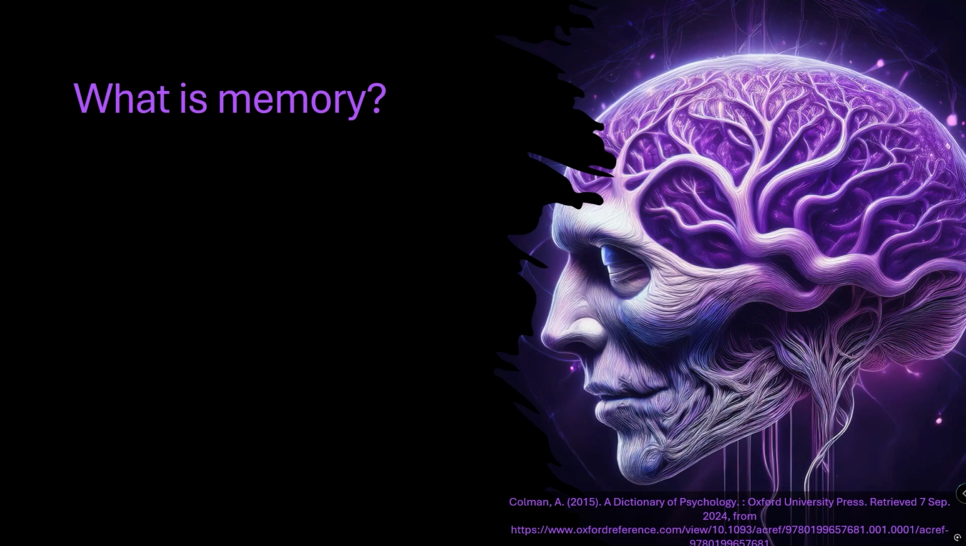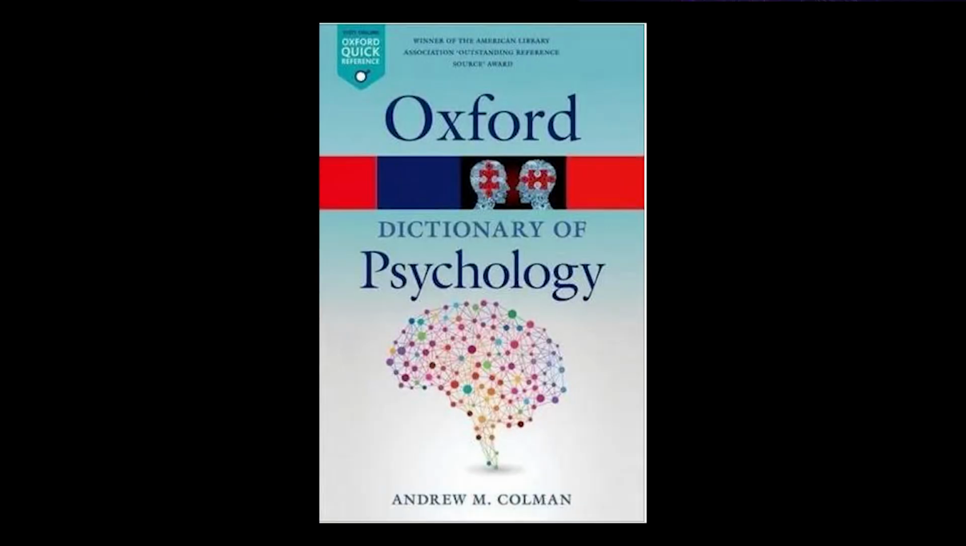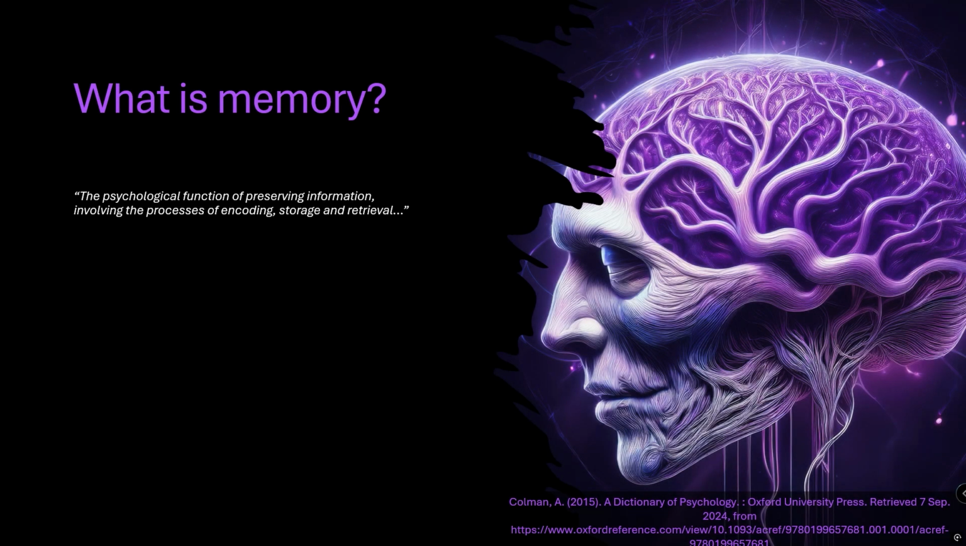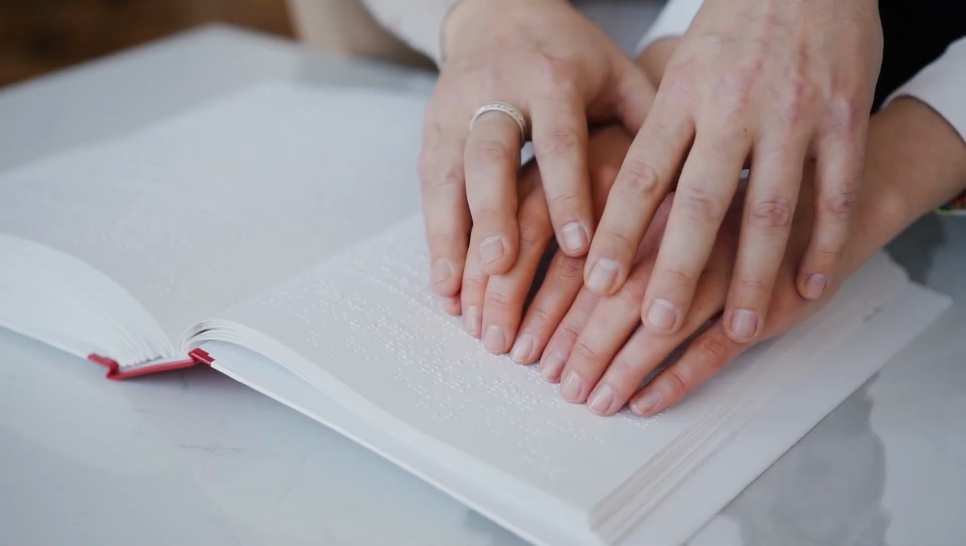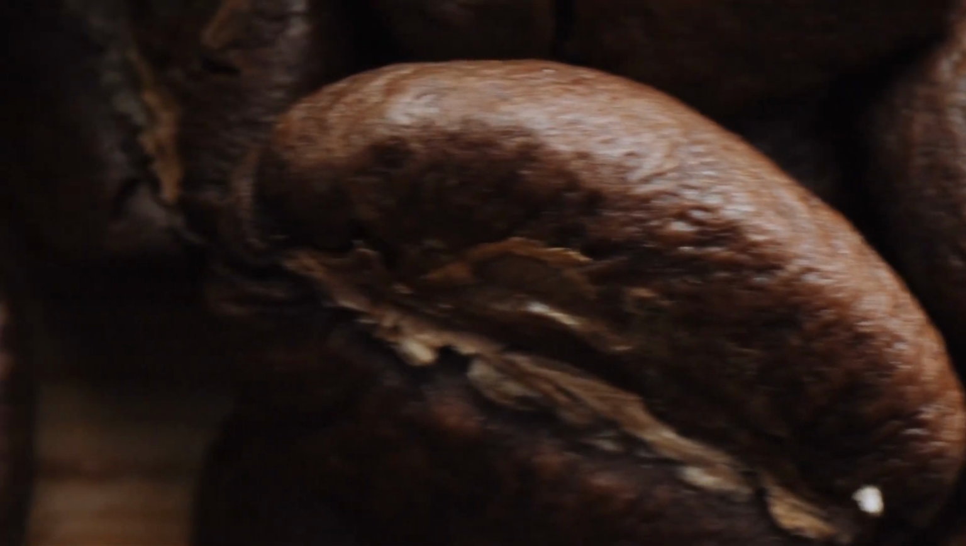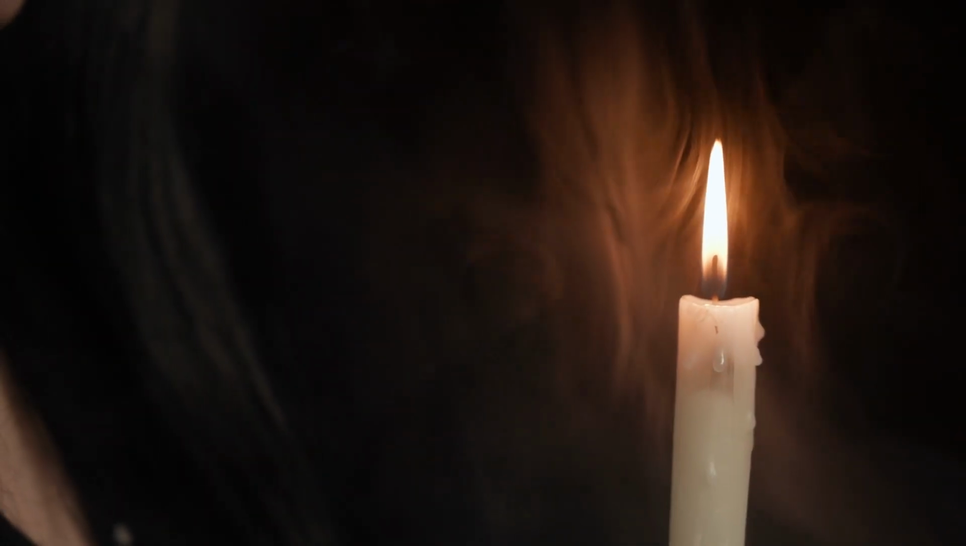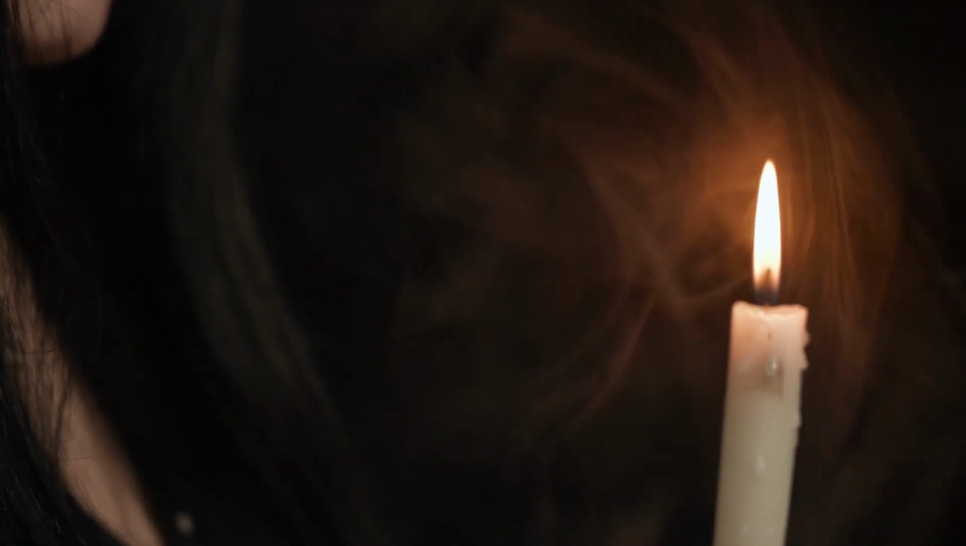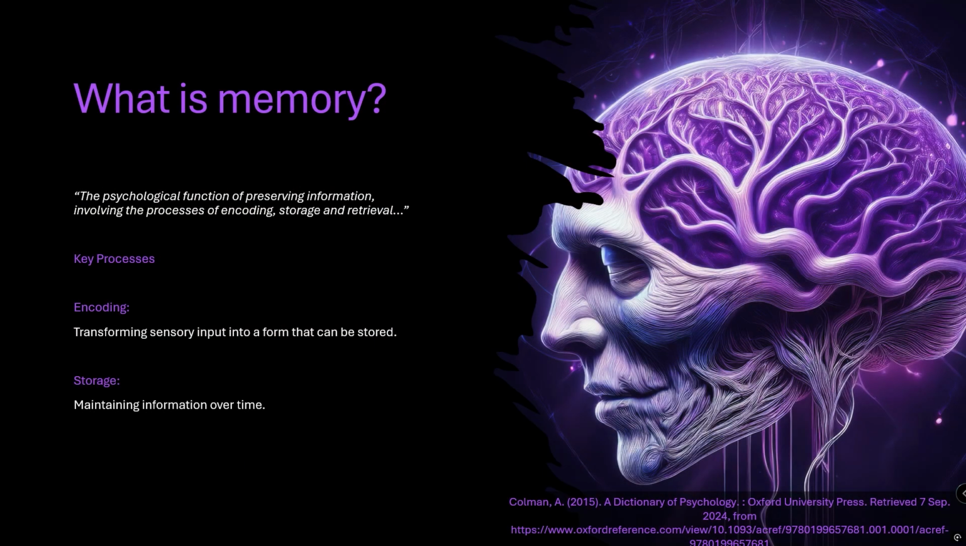So what is memory? According to the Dictionary of Psychology, produced by Oxford University Press, memory is the psychological function of preserving information, involving the processes of encoding, storage, and retrieval. Key processes include encoding, so that's transforming sensory information, or sensory input, into a form that can be stored. Sensory input comes from our senses: sight, smell, taste, touch, and hearing. Storage is holding on to that information and maintaining it over time. And retrieval is going and getting it when we need it.